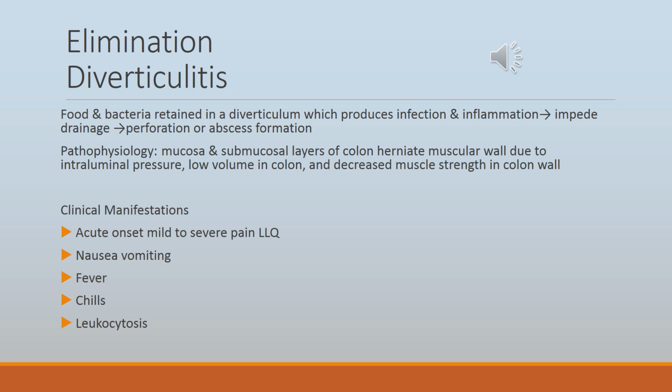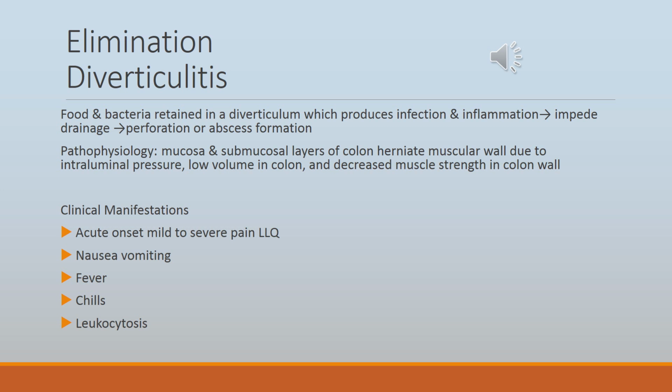The pathophysiology is that diverticula form when the mucosa and submucosal layers of the colon herniate through the muscular wall because of high intraluminal pressure, low volume in the colon, and a decreased muscle strength in the colon wall. Bowel contents can accumulate in the diverticulum and decompose, causing inflammation and infection. The diverticulum can also become obstructed and then inflamed if the obstruction continues.